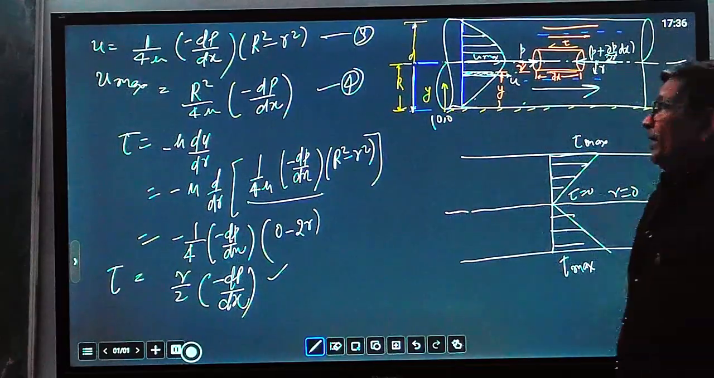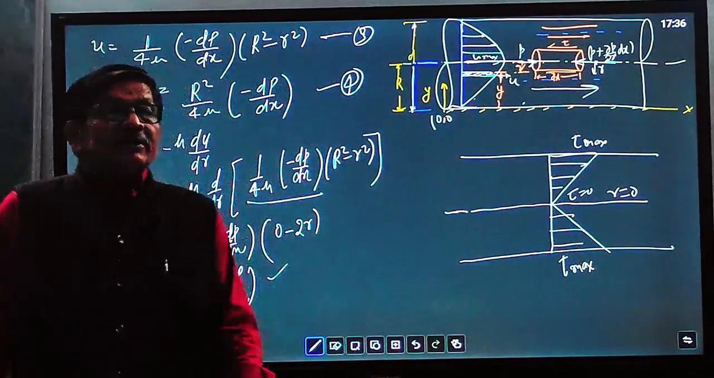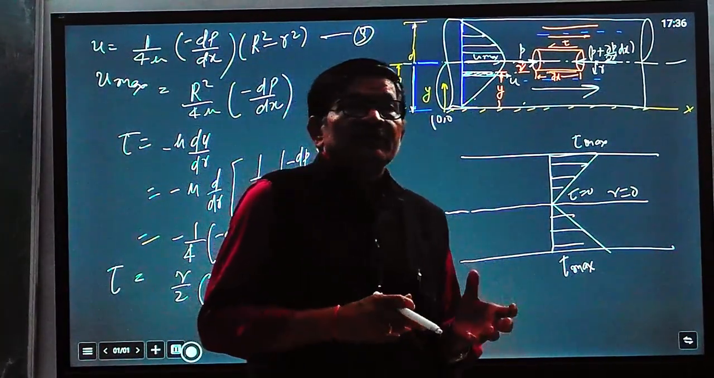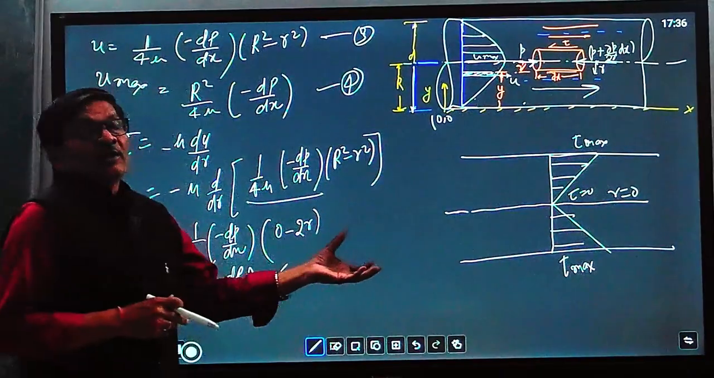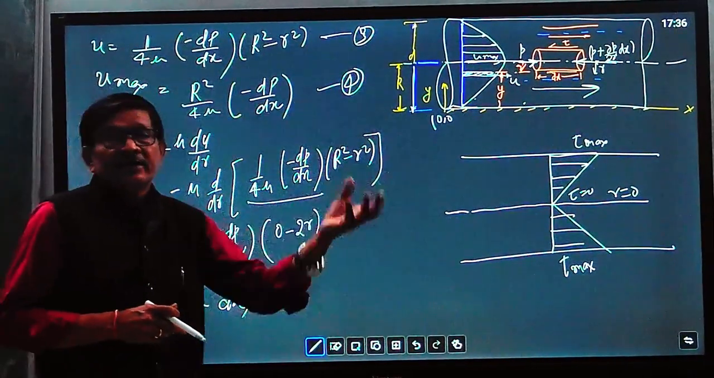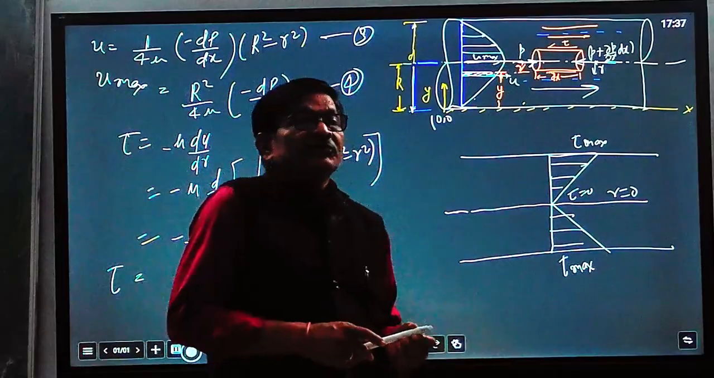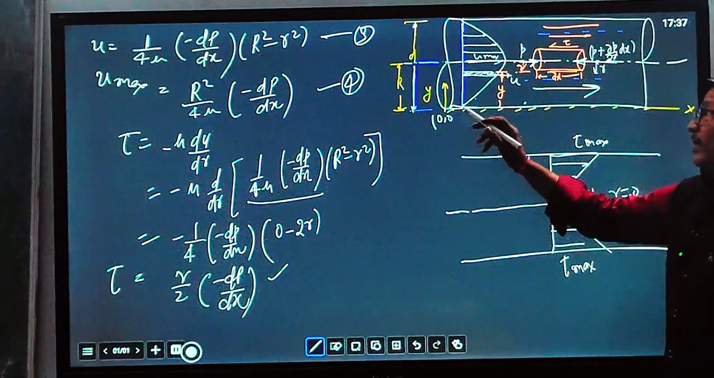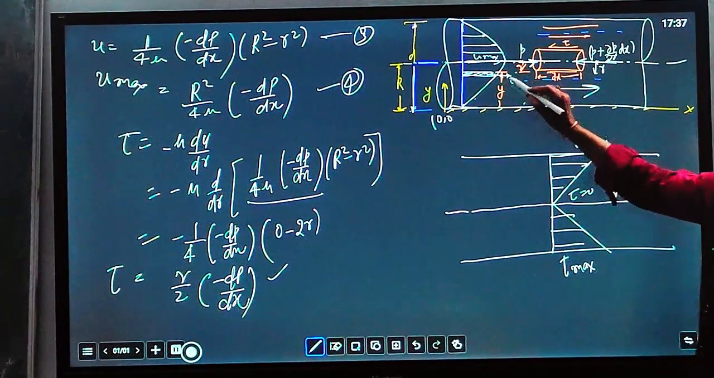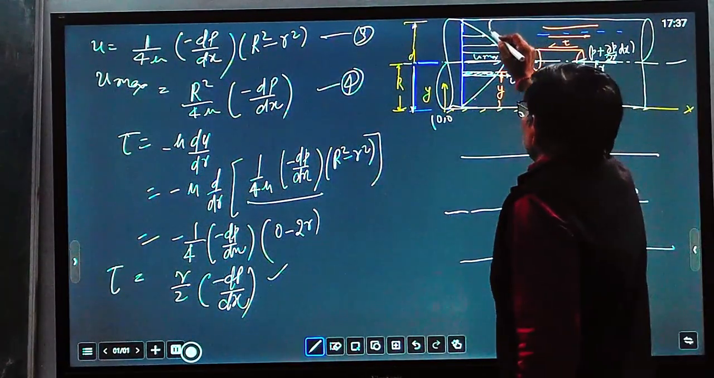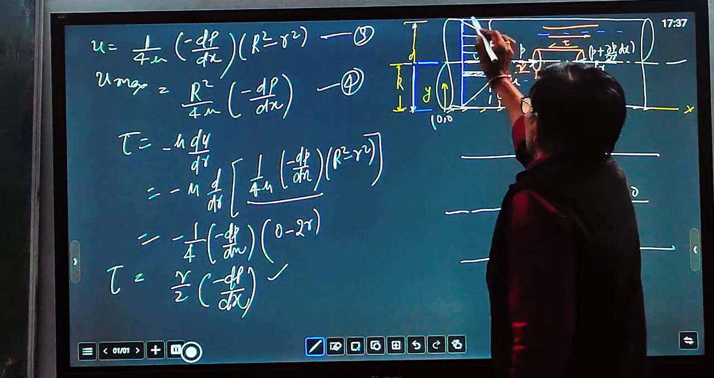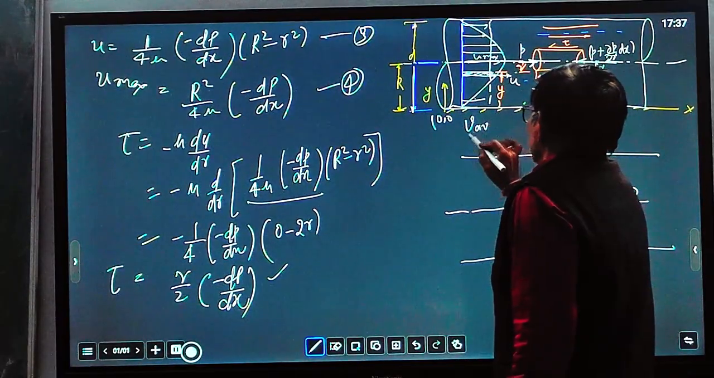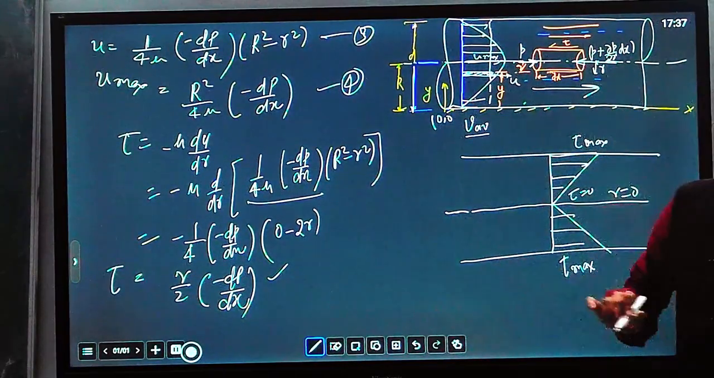Now let us find the average velocity, because for all engineering practical purposes, for finding out pressure difference, pressure gradient, and loss of pressure in terms of head, we always use average velocity. All calculations, pressure drop and power required, are based on the average velocity. What is average velocity? This is the average velocity, V average. So we have to find out V average. Average velocity means the average of the whole varying velocity.